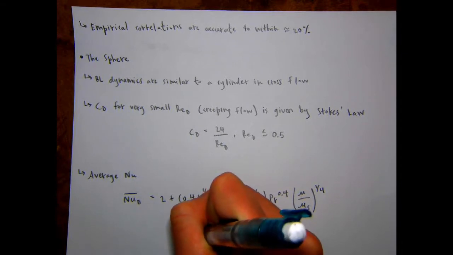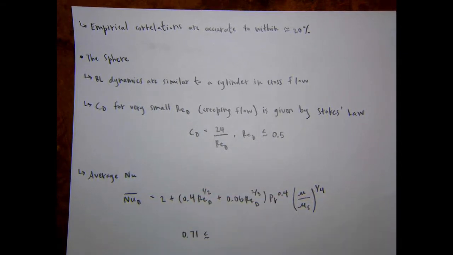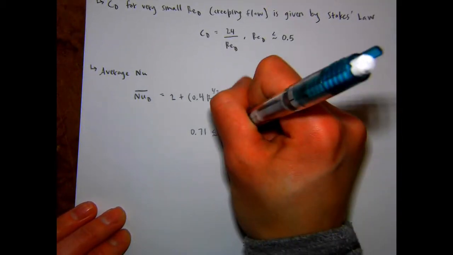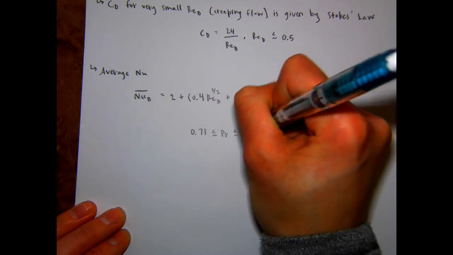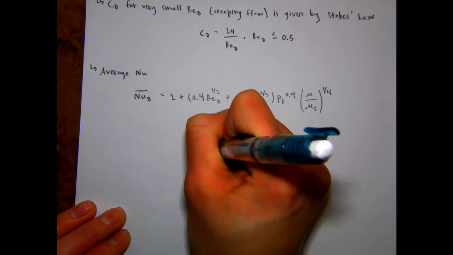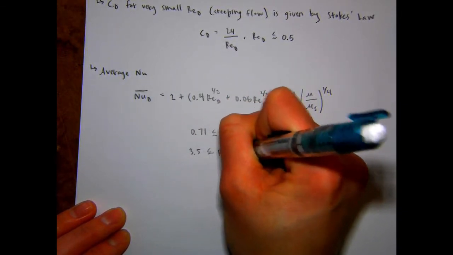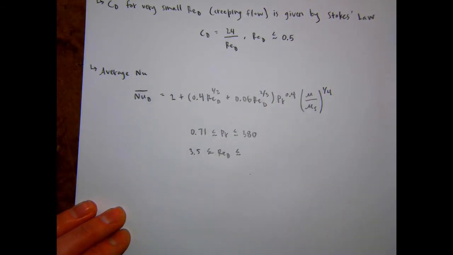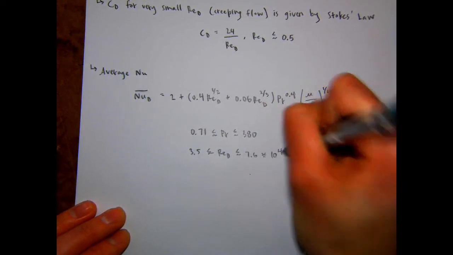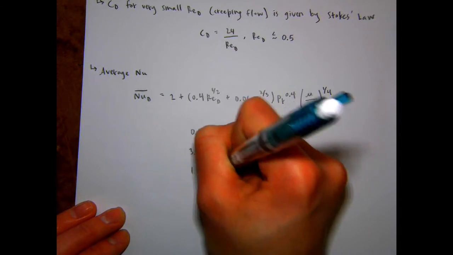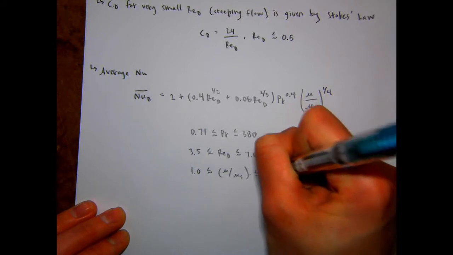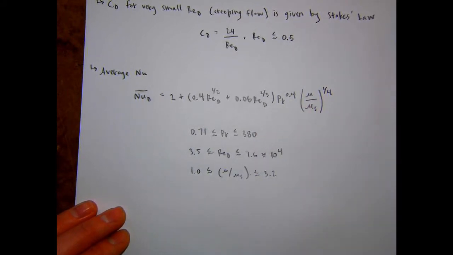So this equation has quite a few restrictions on it. It is applicable for Prandtl numbers between approximately 0.71 and 380, Reynolds numbers between 3.5 and 7.6 times 10 to the 4th, and then for this ratio of viscosities, values between 1 and 3.2.